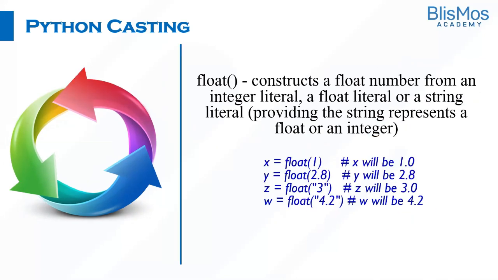If you want to ensure a float value is assigned to variables, you can use the float constructor function. It constructs a float number from an integer literal, a float literal, or a string literal. The way we do it is x is equal to float of 1, it becomes a 1.0, and float of a float would remain the same. Since this is a string literal, this would become 3.4. Within the string, if you have a decimal, that would become a float.